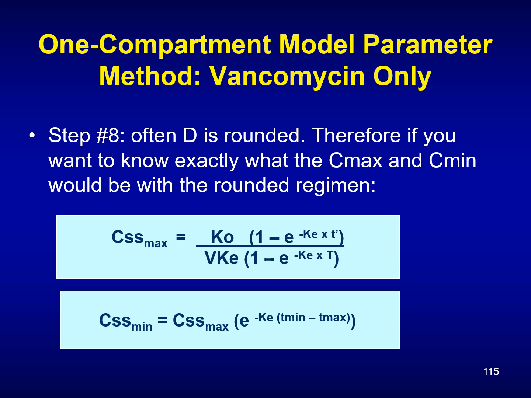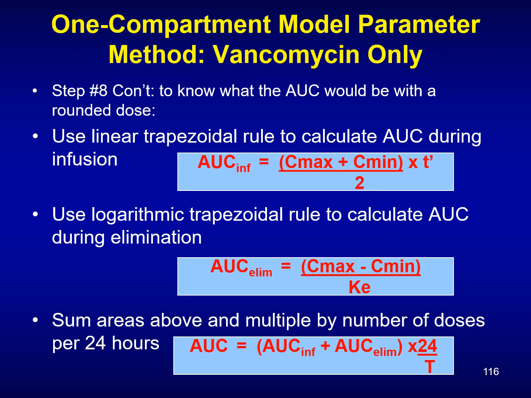Step 8. Because often doses are rounded, we want to know exactly what the Cmax and Cminimum would be with this rounded regimen. So we insert the numbers we have for actual patient V and KE into these equations. We also like to know what this rounded regimen will provide in terms of AUC. So use the linear trapezoidal rule to calculate AUC during the infusion period, then subsequently during the elimination period, and finally sum them up and multiply by the number of doses for 24 hours to give us the 24-hour AUC.